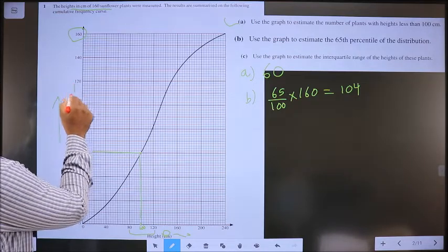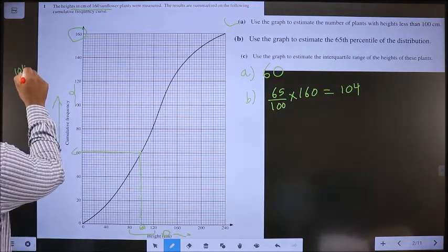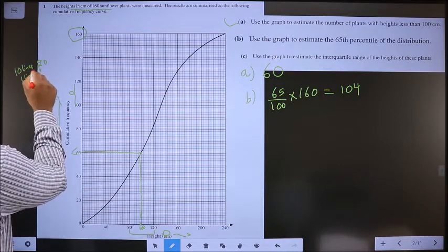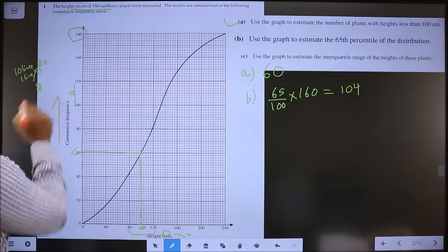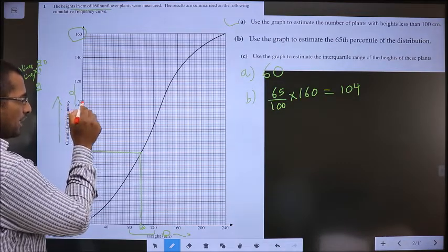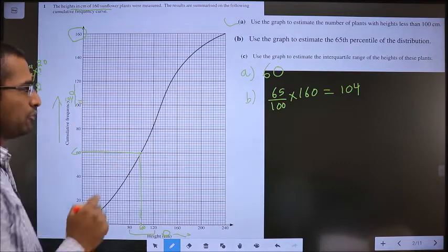Here it is 100 and here the gap is 10 lines. 10 lines is given to be 20, so one line is how much? If you do cross multiplication you get 2. That means the next line is 102 and this is 104. We were looking for 104.